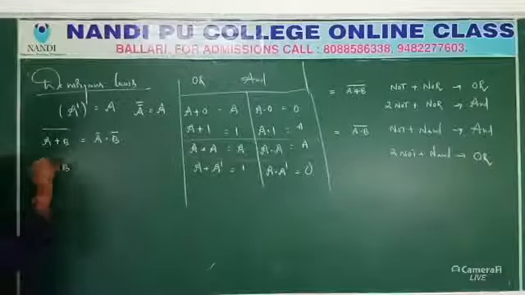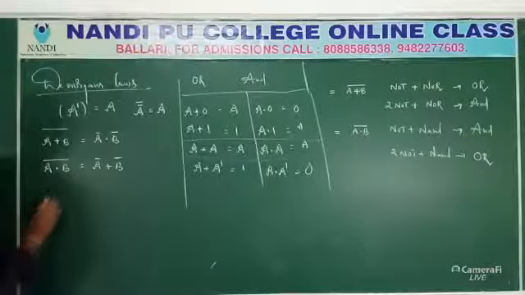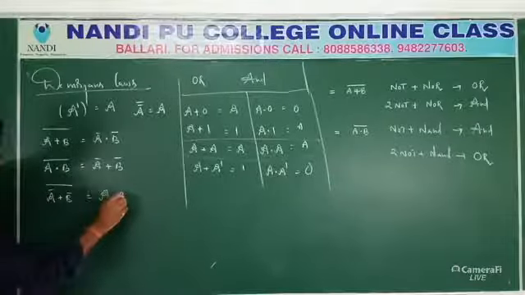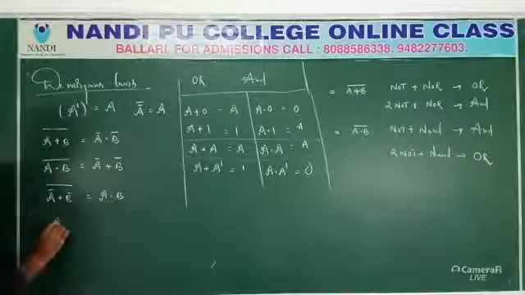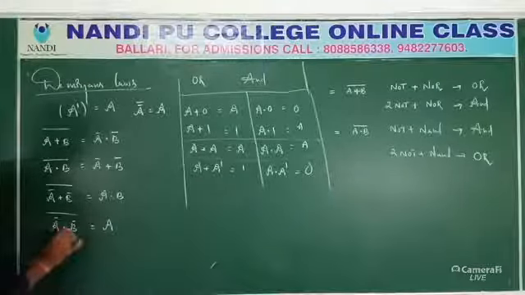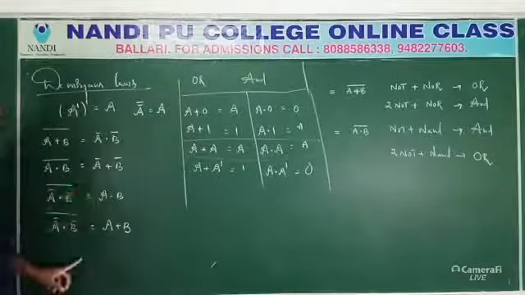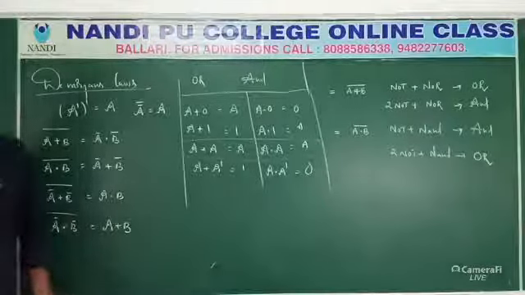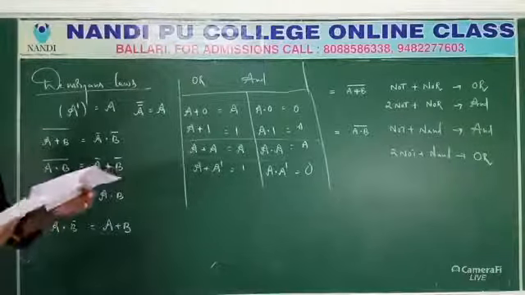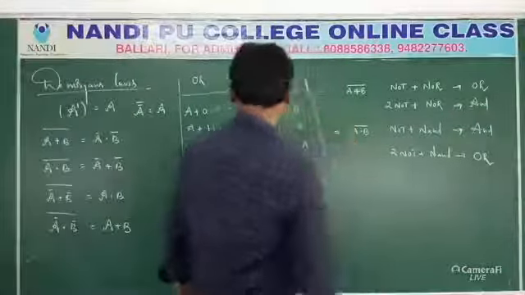A dot B whole bar is equal to A bar plus B bar. It is the second rule. A bar plus B bar whole bar is equal to A dot B. A bar dot B bar whole bar is equal to A plus B. So see that these are the De Morgan rules. I will give you one question, then you can easily understand in what situations we can use these rules. This is a very familiar question, everybody knows, I think. You can note it down.